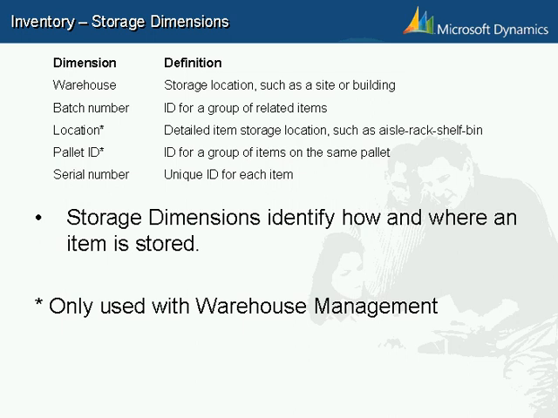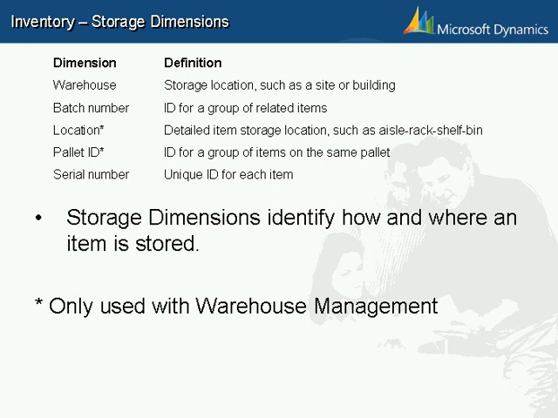Warehouse means a storage location such as a site or building. Batch number is an ID for a group of related items. Location details the item storage location such as aisle, rack, shelf, or bin. Pallet ID is for a group of items on the same pallet. Serial number is a unique ID for each item.